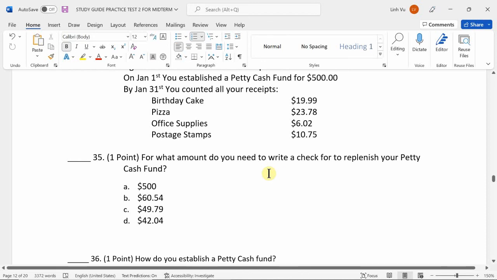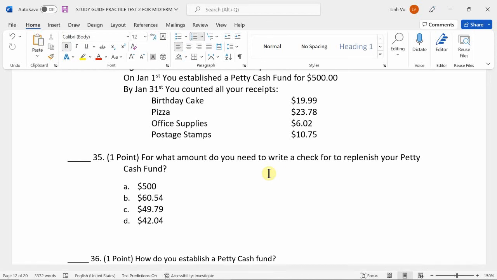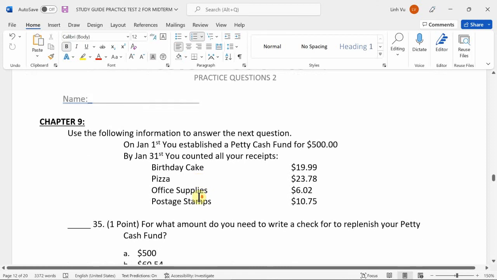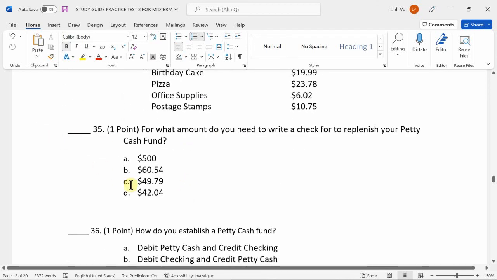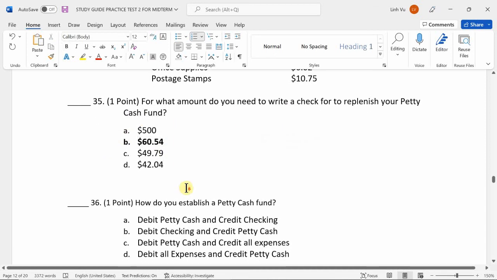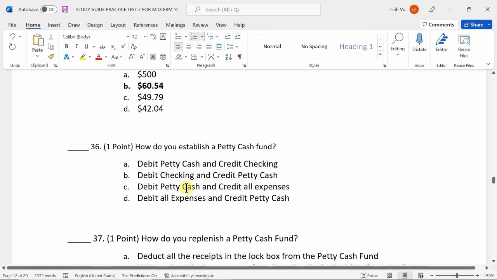So in this case, how do we replenish our petty cash fund? We add up the total amount of receipts, we write a check, and that money is going to go back into your petty cash fund, so then you can start your petty cash fund with what you originally started with, which is that $500. So if you added them up, you should get $60.54.